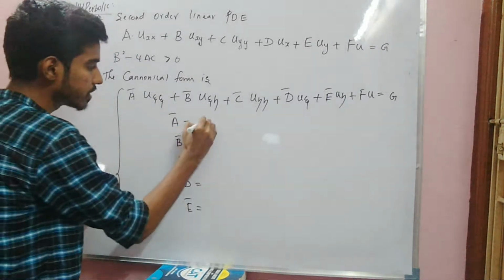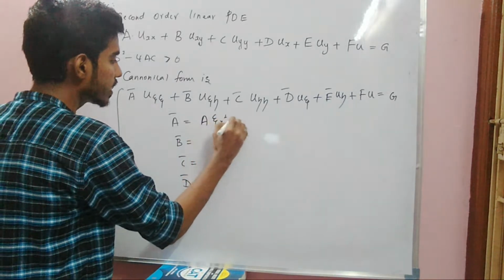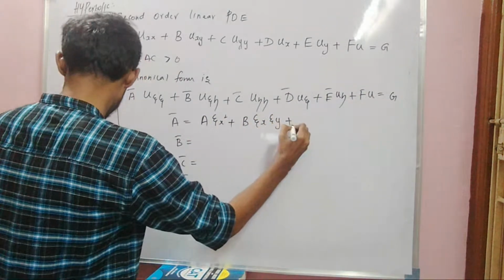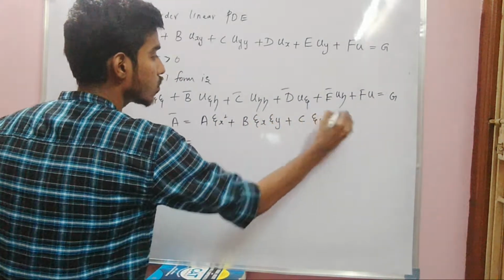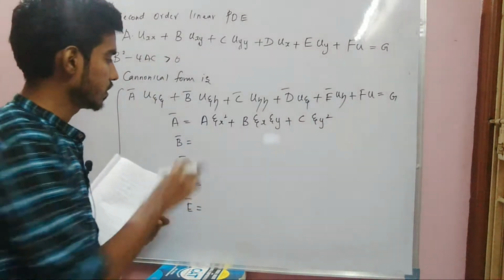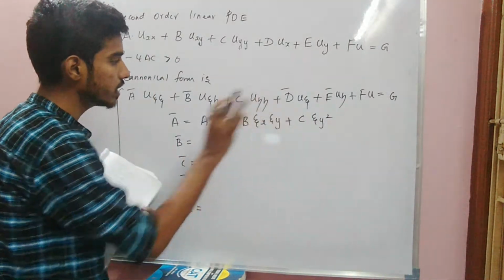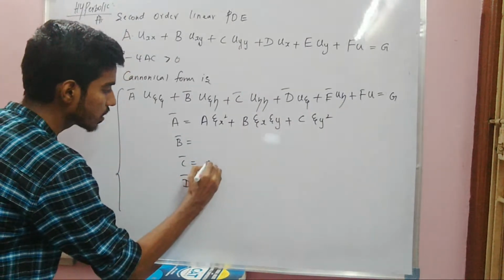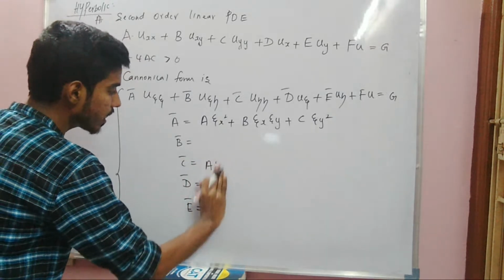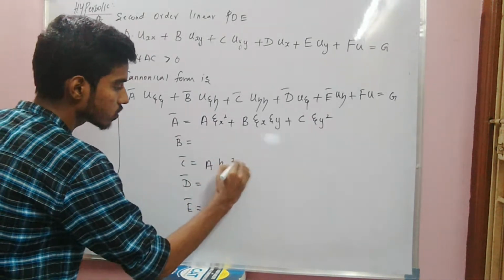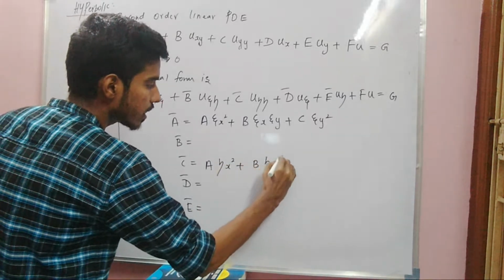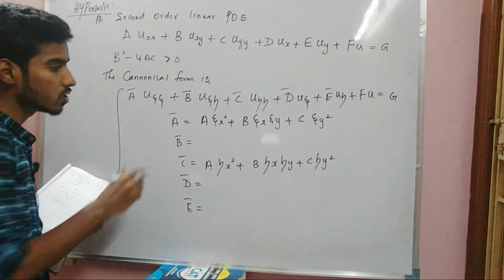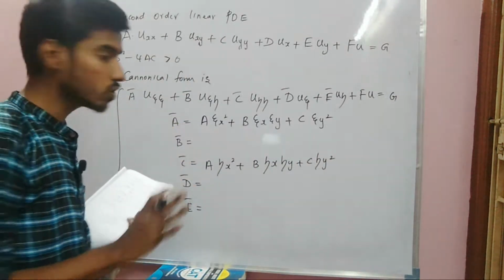First, a bar is a into theta x square plus b into theta x theta y plus c into theta y square. Now if you just change theta to eta, you will have c bar: a eta x square plus b eta x eta y plus c eta y square. If you remember a bar, you can write c bar on your own by changing theta to eta.